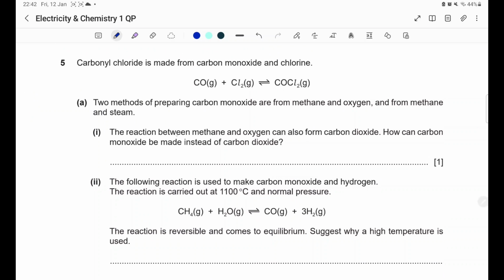Alright, the reaction between methane and oxygen can also form carbon dioxide. How can carbon monoxide be made instead of carbon dioxide? We have discussed this in one of the past videos. Anything monoxide is because of the incomplete combustion of that element. So incomplete combustion is the reason why carbon monoxide is formed. Incomplete combustion is why nitrogen monoxide would be formed.